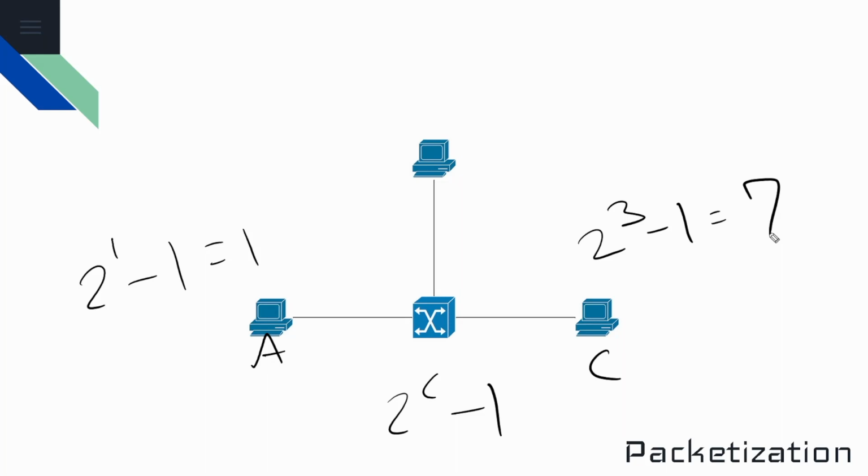So if a collision still happens to occur after the 10th attempt, the frame is then discarded, and the higher level protocols such as TCP would have to try and retransmit the lost data.